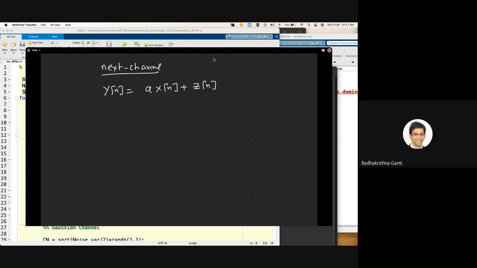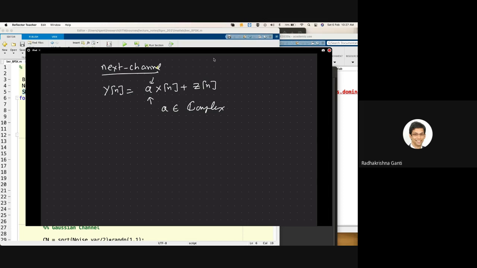Okay. So the next channel looks very simple, but it has a lot of implications. All I did was multiply by A, which is a complex number. It's the same thing except that now you have a gain or loss, whatever. I generally call it gain. Gain also means that it can be less than 1 in my interpretation.